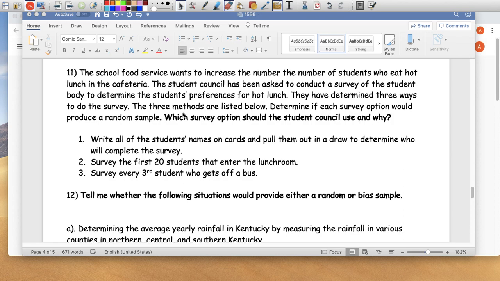Survey the first 20 students that entered the lunchroom? No. Can you imagine if you do that? It could be the whole 706 coming downstairs, and all you would get would be 706. So that's definitely biased to a certain group. Okay.